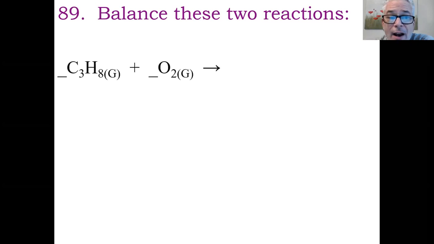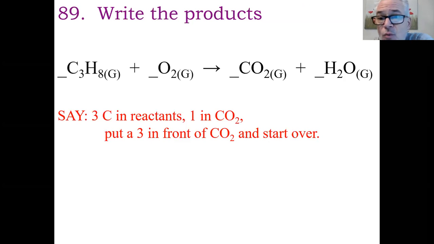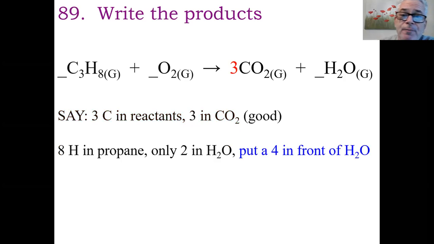Well, we start out with the hydrocarbon. It combines with oxygen, and what's it going to form? It forms carbon dioxide and water. Right? Always forms carbon dioxide and water. Say it. There's 3 carbons in the reactant side, but there's only 1 carbon in carbon dioxide. So we have to put a 3 in front of the carbon dioxide, and now we have to start over.